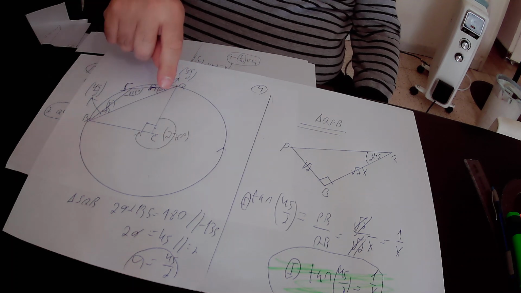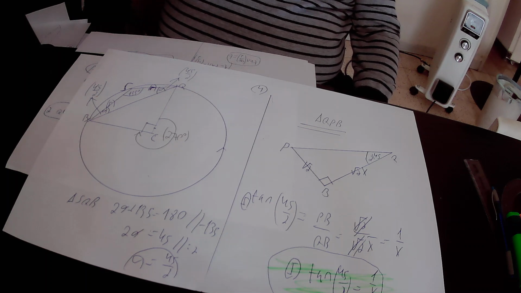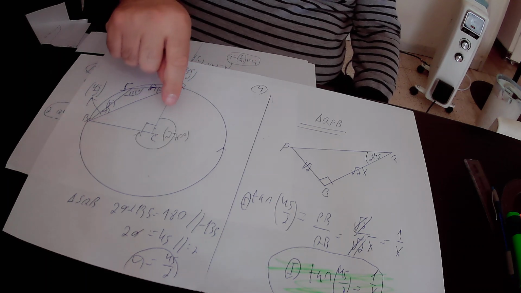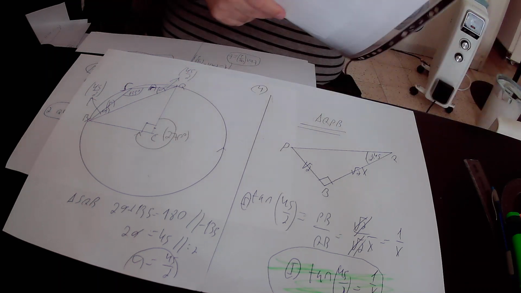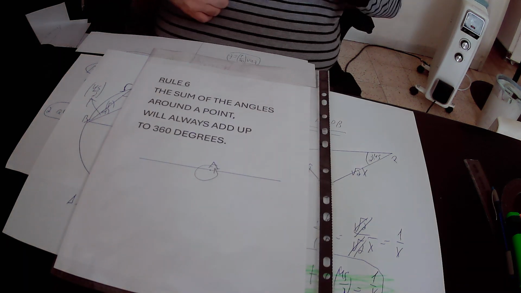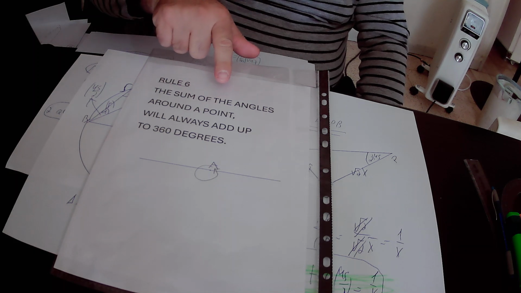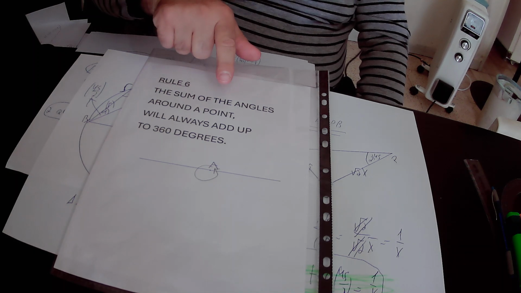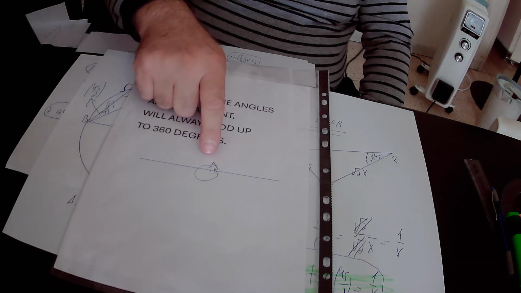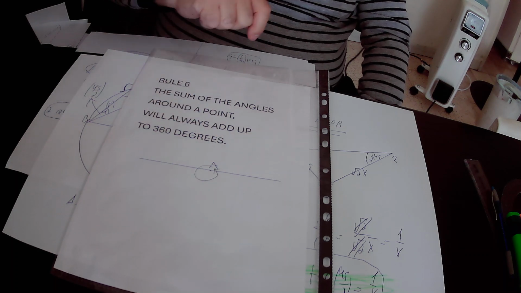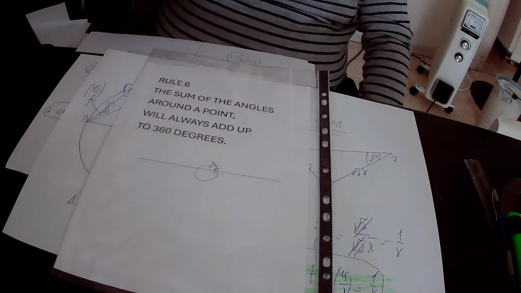Now we have to find out the size of the center angle QCB. In order to find out the size of this angle, I presented to you rule number 6. According to rule number 6, the sum of the angles around a point will always add up to 360 degrees. So in the drawing we have this point A, and according to this rule, the sum of the angles around this point A must be equal to 360 degrees.